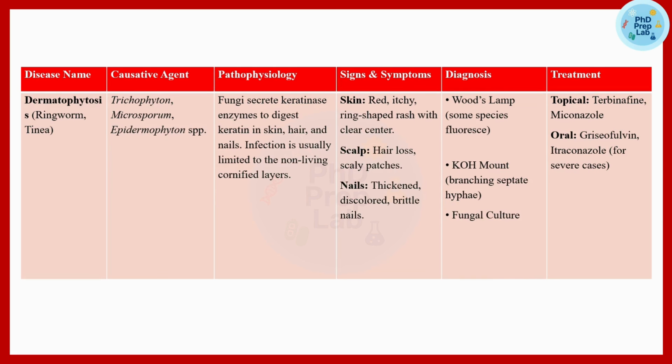Now, the second disease we have is dermatophytosis, which is ringworm. Ringworm is the common name, or tinea. The signs and symptoms are like this: if it is happening on the skin, the skin will be red and itchy, and a ring-shaped rash will be there. If it is happening on the scalp, hair loss or scaly patches will be seen. If it is happening in the nails, the nails will be thickened, discolored, and brittle in nature. The causative agent, which is very important for ringworm, is the Trichophyton, Microsporum or Epidermophyton species.